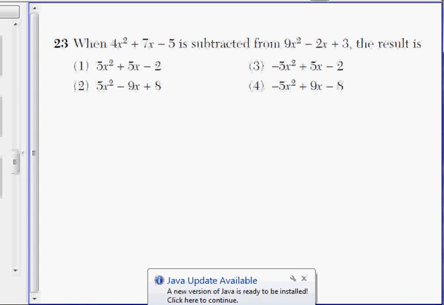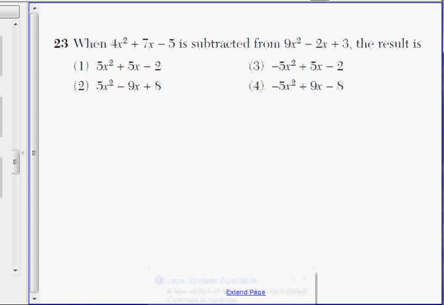Number 23. We have a subtraction question here. Be very careful when you are subtracting that you have the correct polynomial subtracting the correct other polynomial. I'll explain what that means. We have 4x squared plus 7x minus 5 subtracted from 9x squared minus 2x plus 3. If you put it on top of each other, the 9x squared, the second one, actually goes on top. It comes first.